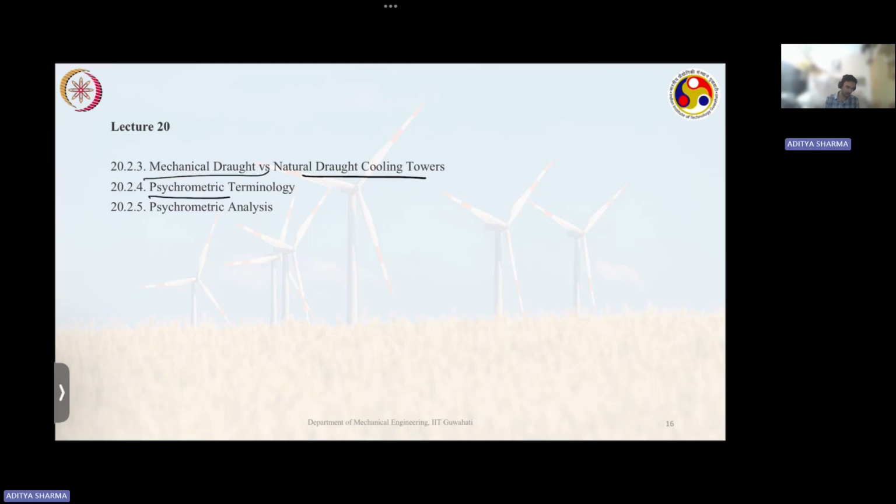Then psychrometric analysis, for that discussion has been done. This is basically because here we have vapors, then air, saturated vapor, unsaturated vapor, all these terminologies we come across while we discuss this wet cooling tower. So that is why this has been discussed here. Okay.